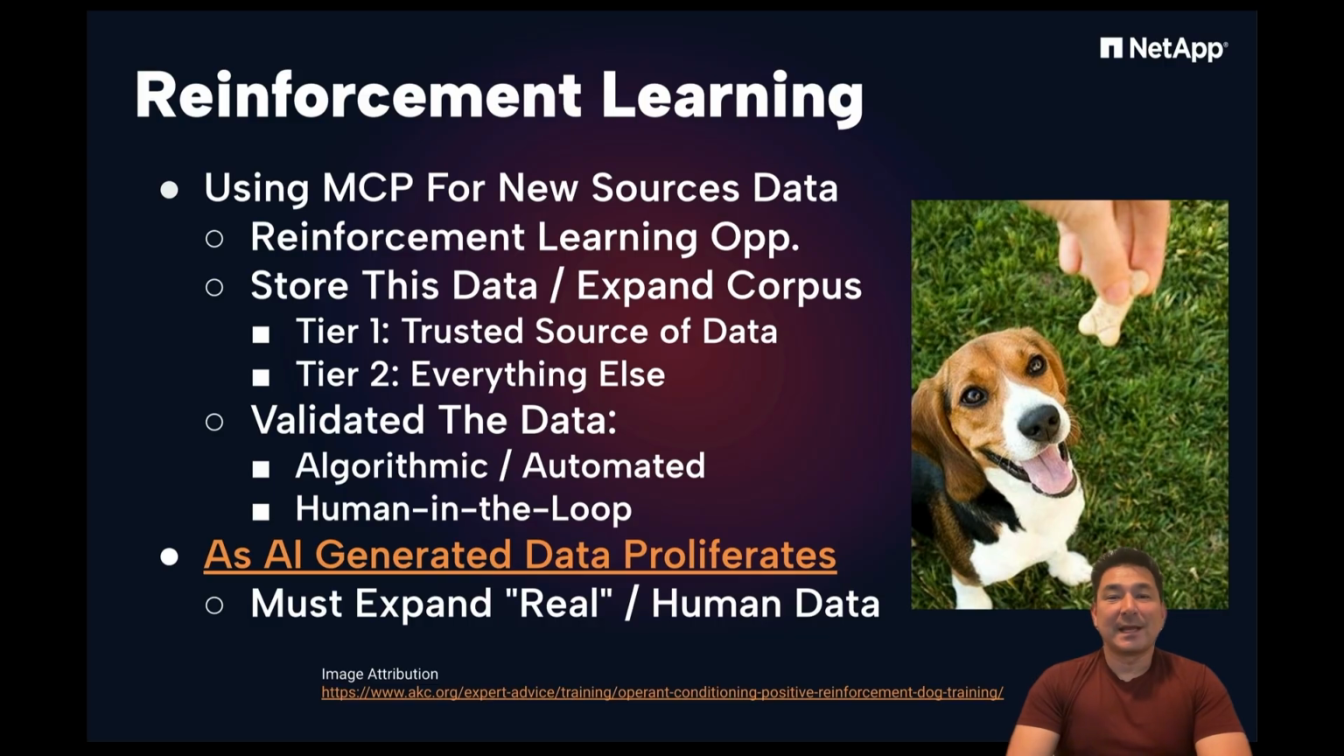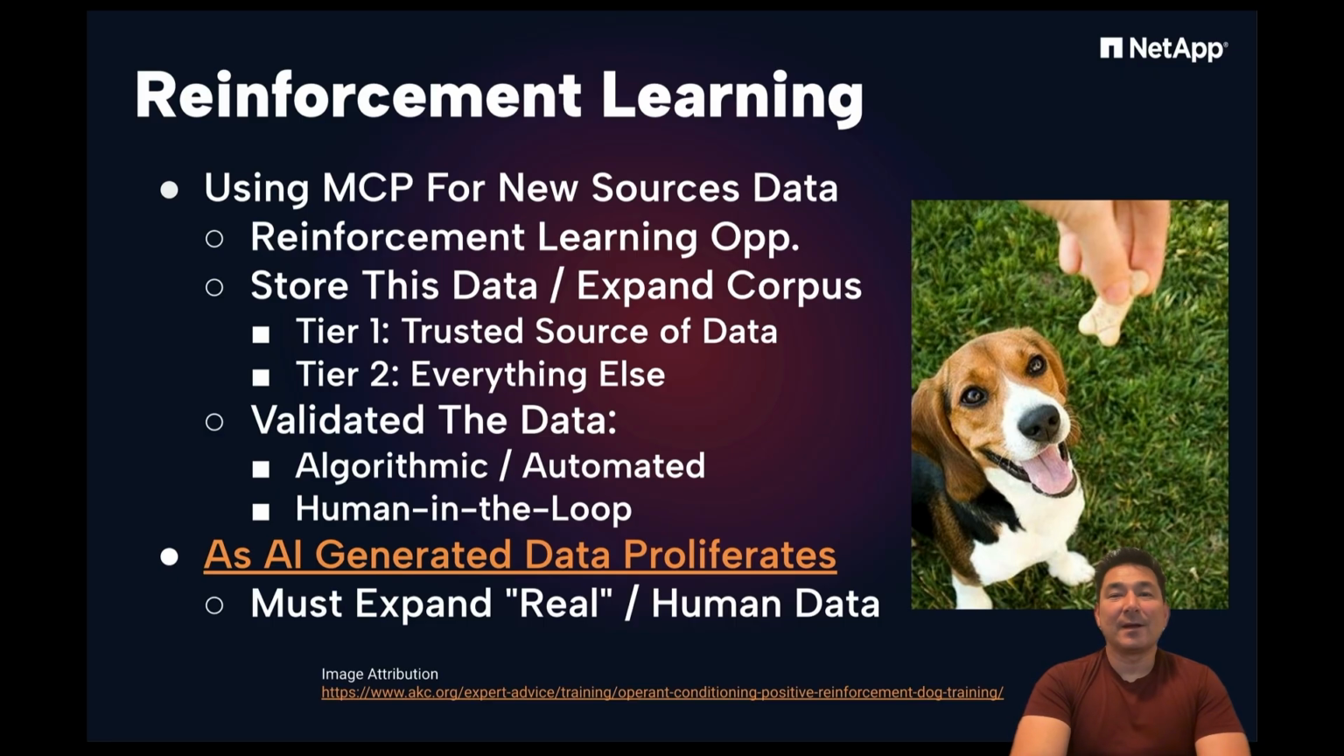Another avenue for leveraging MCP is based on new sources of data, if you're using MCP to retrieve new information. You can use MCP to programmatically ingest new forms of data for reinforcement learning. And there are many different ways to do this. A very simplistic way could be expanding the corpus of knowledge used in your agentic systems. You can use MCP to access trusted sources of data.